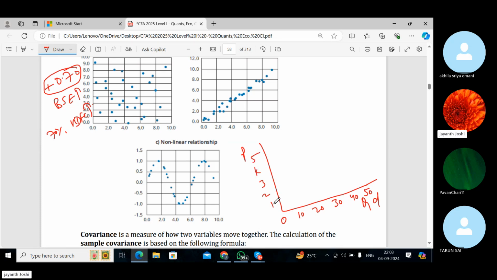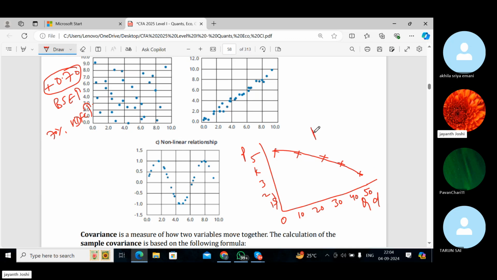So here, when the price is 1 rupee, $1, the quantity demanded is 50. Price is $2, 40; $3, 30; $4, 20; $5, 10. You see, when the price is increasing, the demand is decreasing. The price and quantity demanded have a negative relationship, and it's a perfect negative correlation.